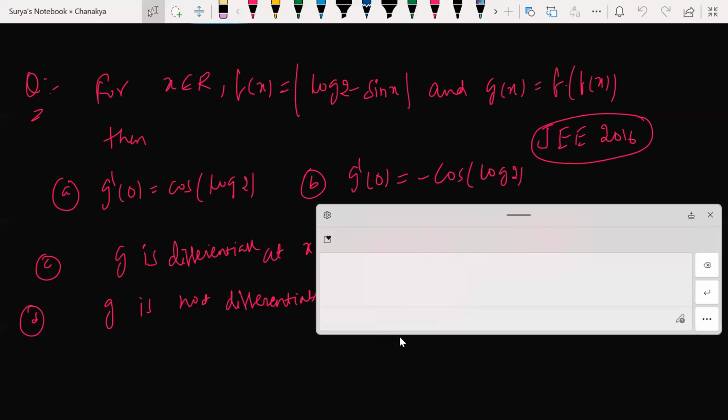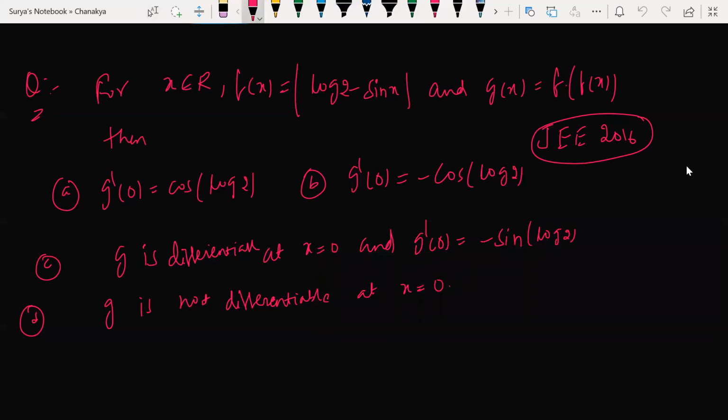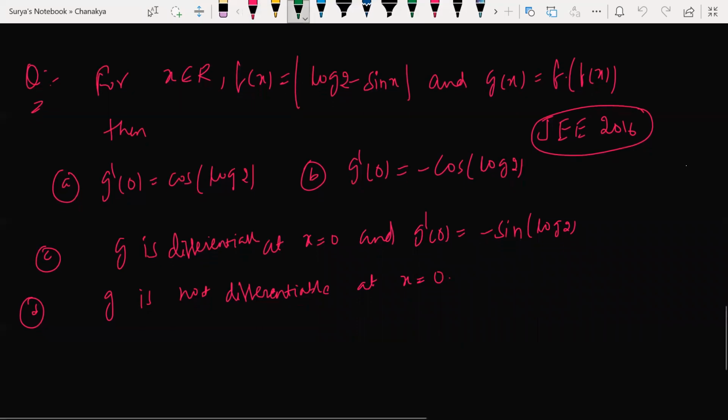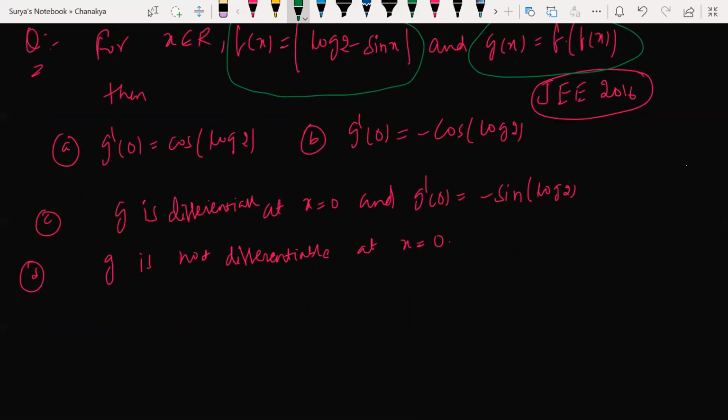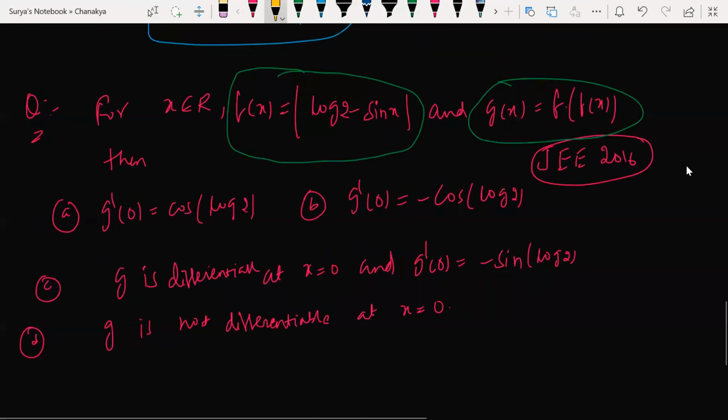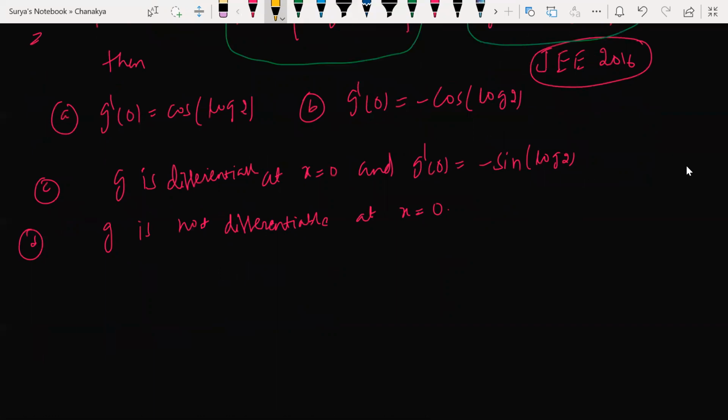What is the answer? It's a very simple question. Look at this here. f of x is given as modulus of log 2 minus sin x, and g of x is given like this. Then which of the following options is correct? Option B, yes, sir. Second option. No. Look at this here.